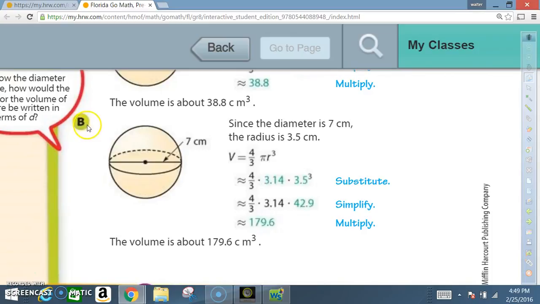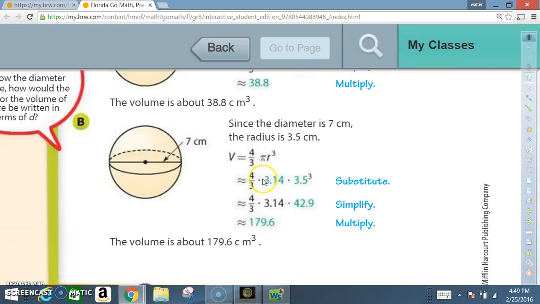Now in example B, we still have to find the volume, but in this case they give us the diameter, the total distance across. So that means the radius only goes from here to here. Since the diameter is 7, the radius is going to be half of 7. So the radius is 7 divided by 2, which is equal to 3.5. Now let's look at our formula. Volume equals 4/3 times pi times r to the third power.